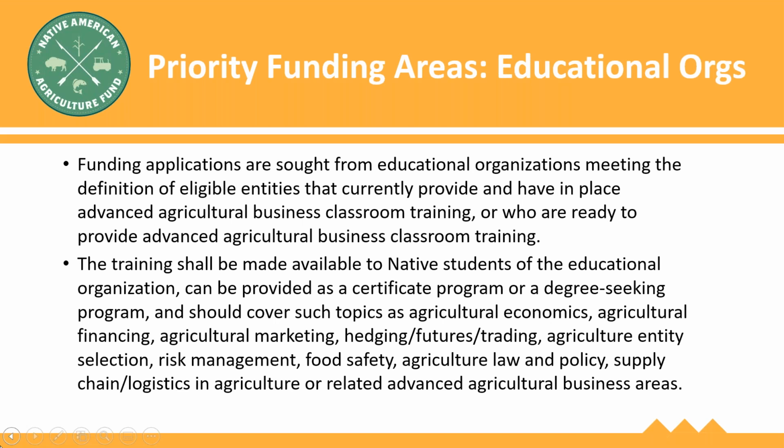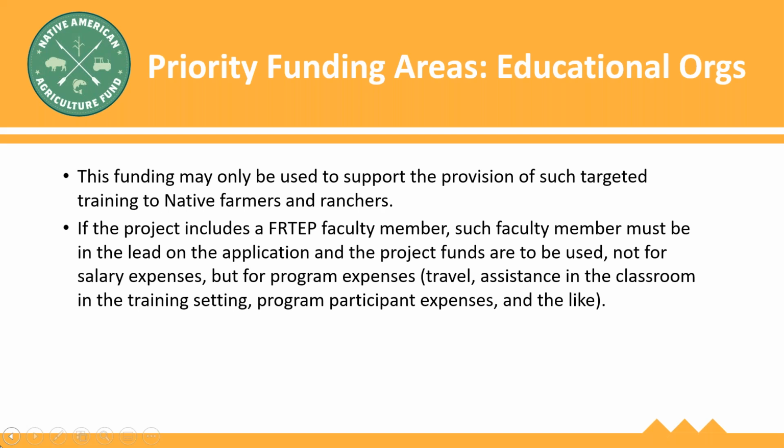Priority funding areas continued. Educational organizations. Funding applications are sought from educational organizations meeting the definition of eligible entity that currently provide and have in place advanced agricultural business classroom training, or who are ready to provide advanced agricultural business classroom training. The training shall be made available to Native students of the educational organization, can be provided as a certificate program or a degree-seeking program, and should cover such topics as agricultural economics, agricultural financing, agricultural marketing, hedging, futures trading, agricultural entity selection, risk management, food safety, agricultural law and policy, supply chain logistics in agriculture or related agricultural business areas. Next slide.